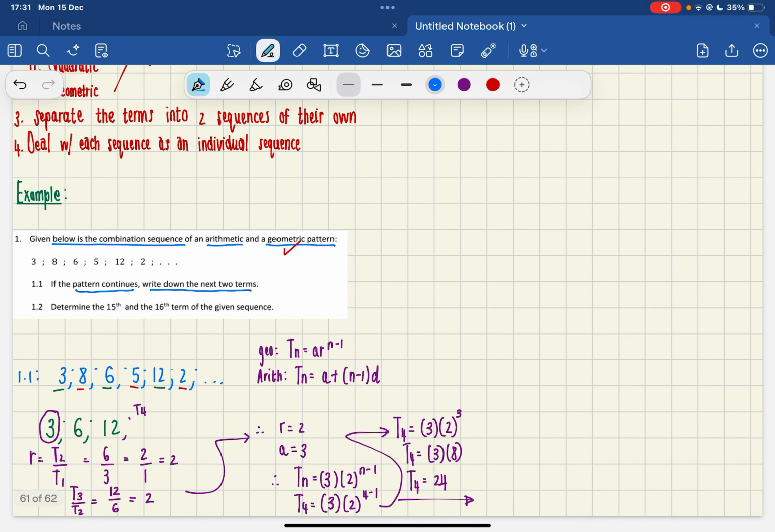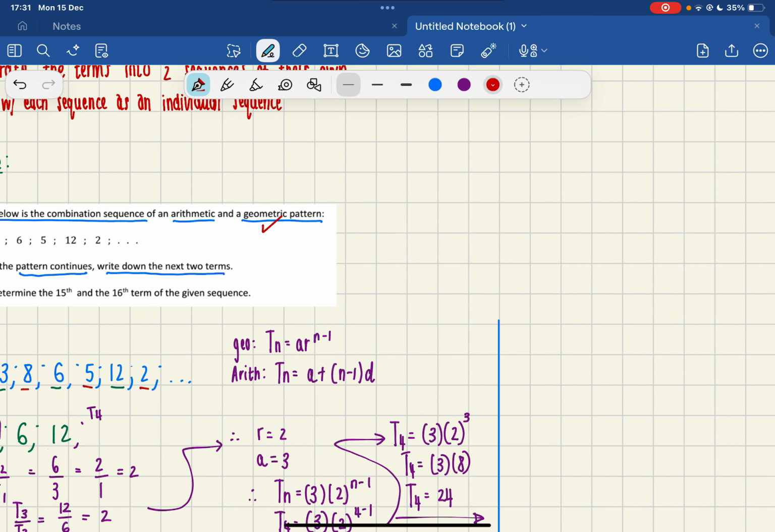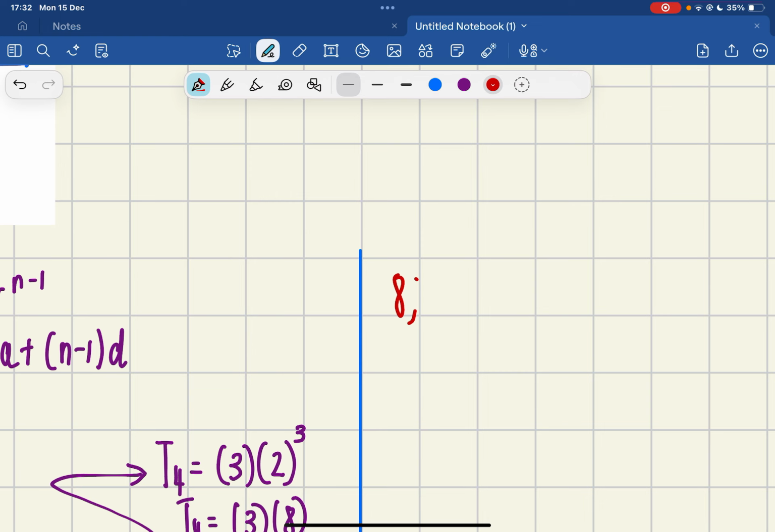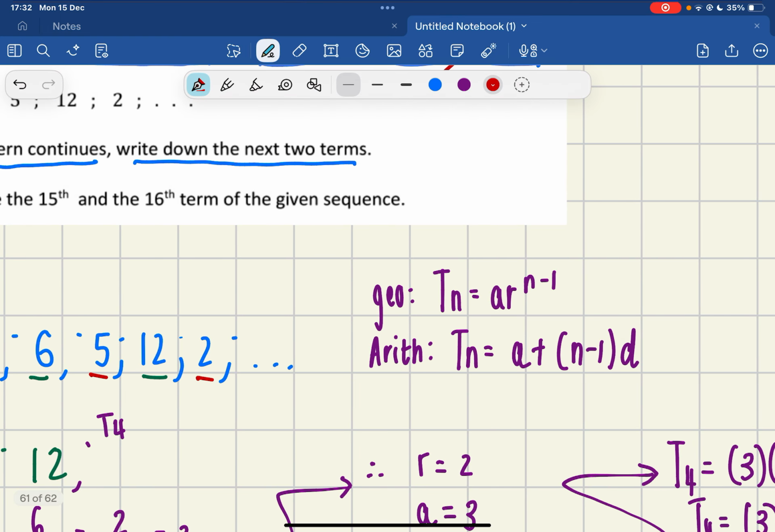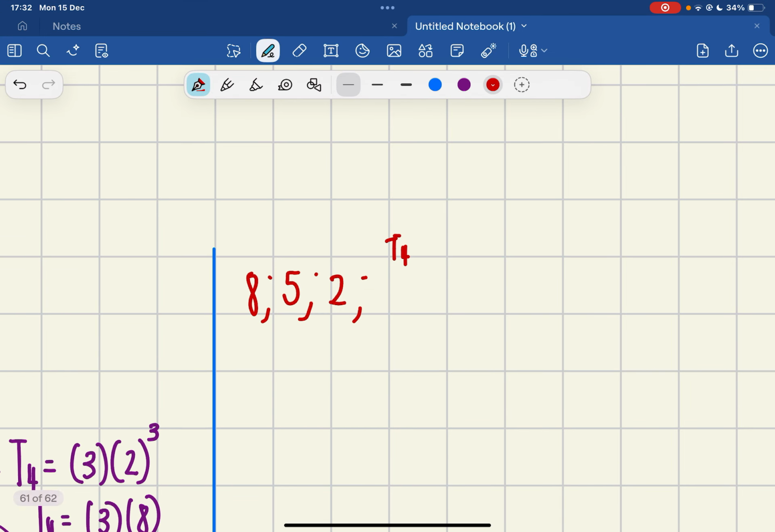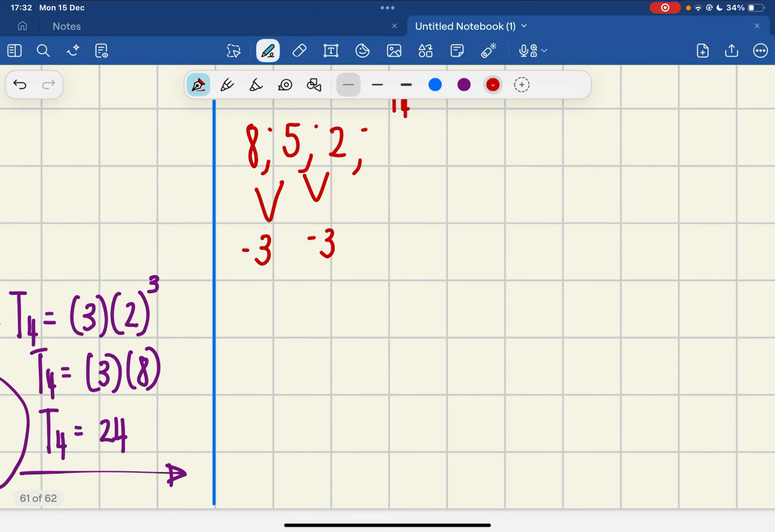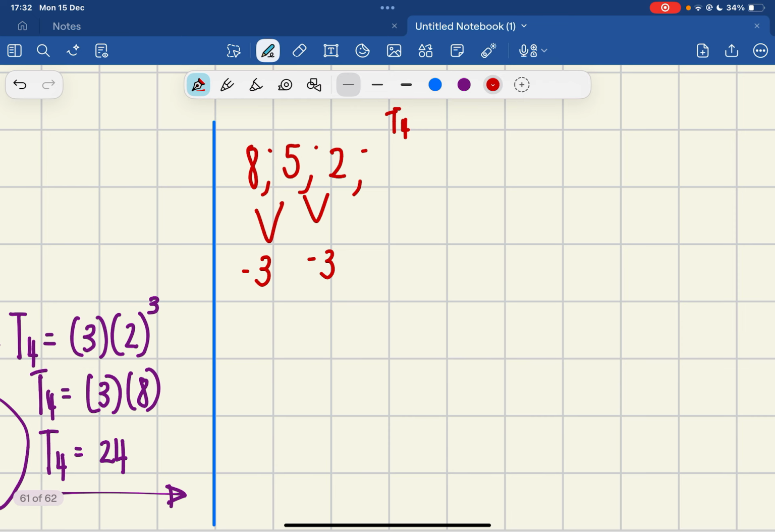I'm just quickly going to create a border here. Quickly going to write our arithmetic sequence, and that's 8, 5, and 2. And then we know that this would be T4, because we treat them as new sequences of their own. So here I would see, boys and girls, that we're actually subtracting 3. That's our common difference. So essentially, we're subtracting 3 to get to the next term.